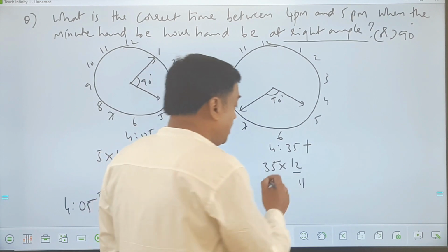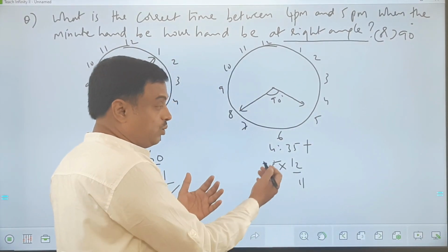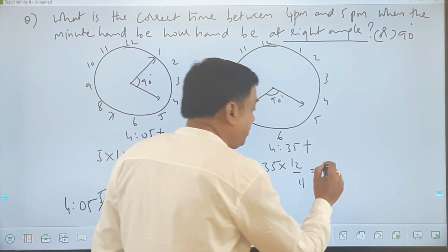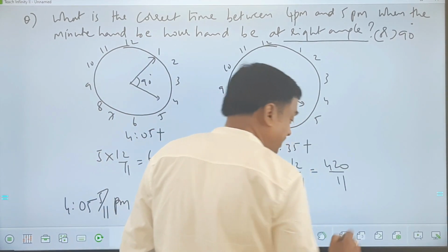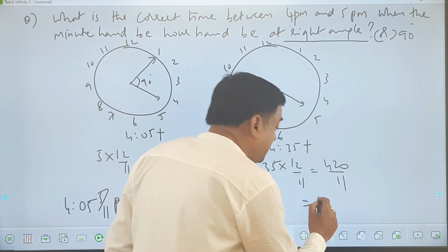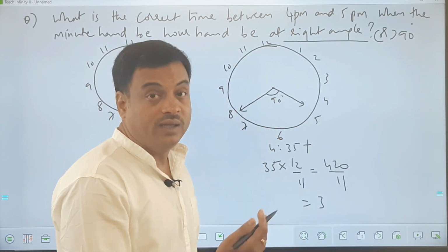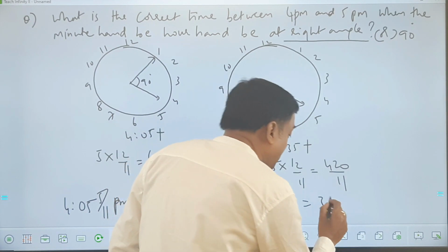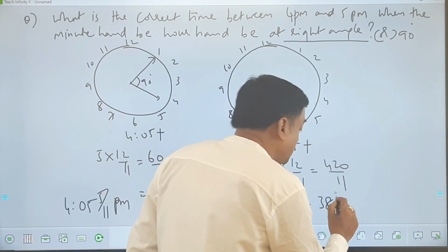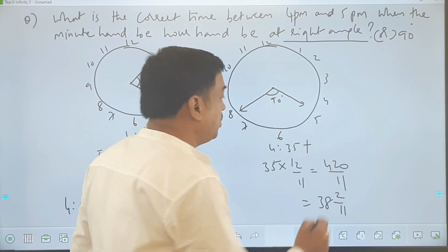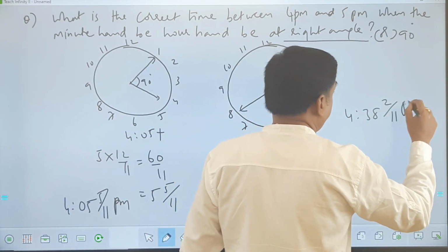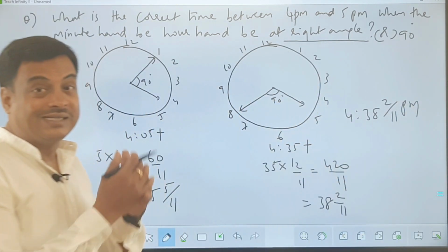And the second time, now 12 into 35 will be how much? 350 plus 70 will be 420 upon 11. Now if you divide 420 upon 11, it will be 3 times 11, you get 33. 90 will be left. 8 times 11 out of 90, 88 is gone. Remainder is 2. 2 upon 11 is the time. So the actual answer is 4:38 2 upon 11 PM is the accurate time.